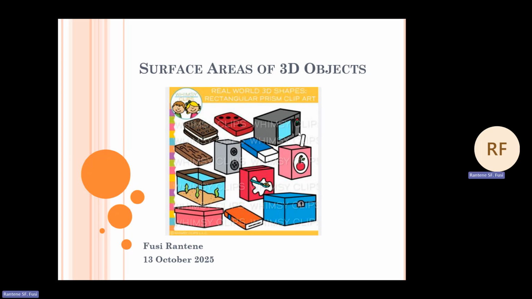Right, the 3D object that we are going to be dealing with this afternoon is the rectangular prism. The picture that we see here is just a representation of the rectangular prism. You can see the microwave there, the books, fish tank, and you can see all those pictures that are there. They are just a representation of the rectangular prism.